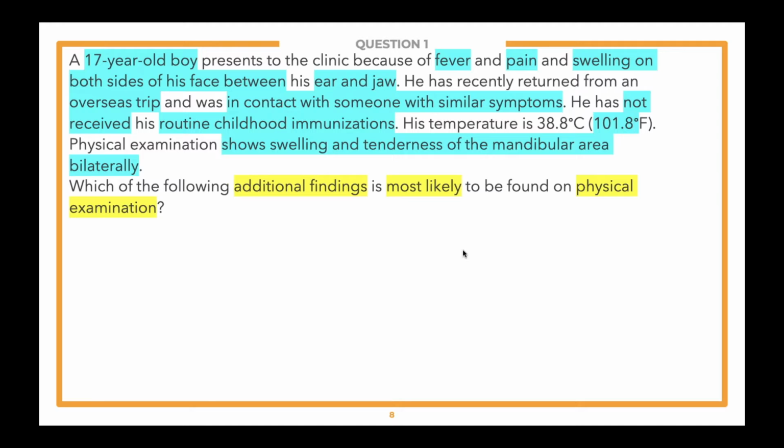So I think we've got a 2-step diagnosis here, or question. I think one, we've got to figure out a diagnosis. What is the problem, the condition? And then 2, what is an additional finding that we could see? So I think we have a nice 2-step question here. So let's go ahead and take a look at those answer choices.